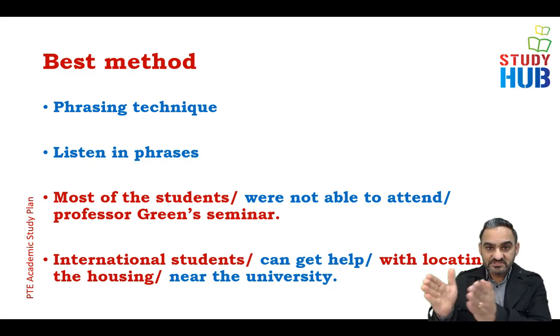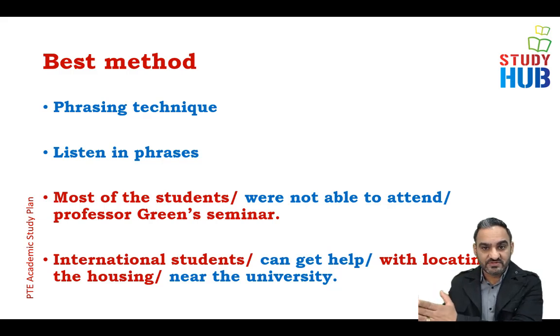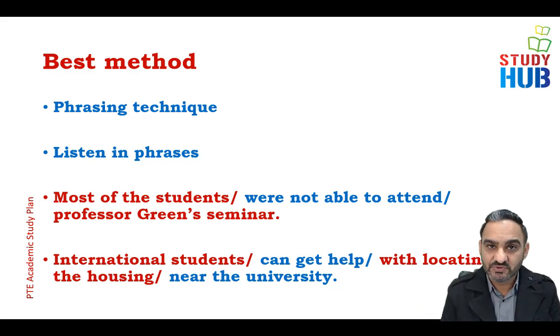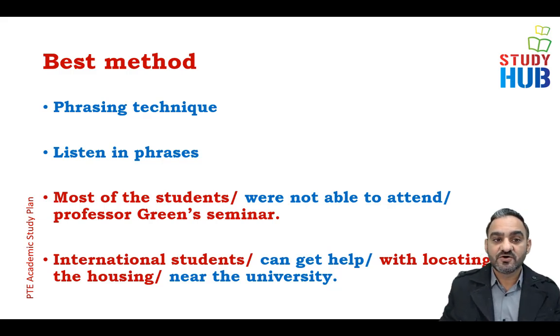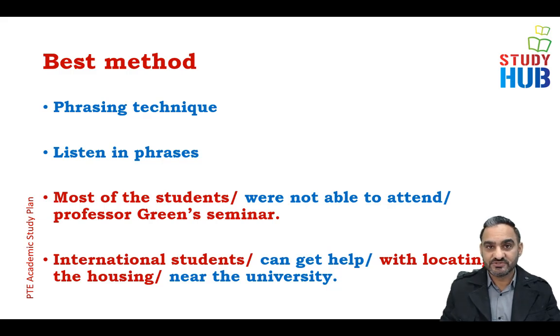It's like having those separate compartments. International students can get help with locating housing near the university. While you're doing that, it's okay if you miss or replace one or two words in there, but the objective is to make sure you're able to say or repeat as many words as you could and with good fluency.